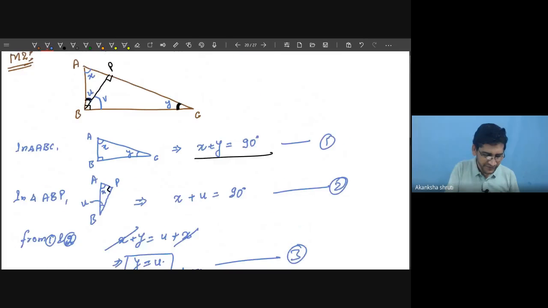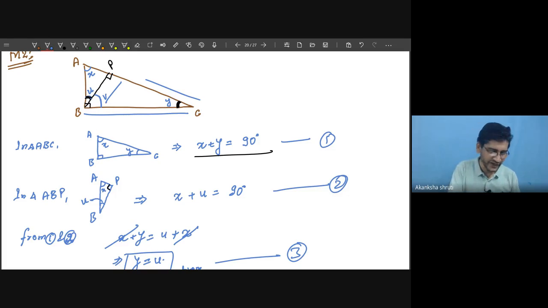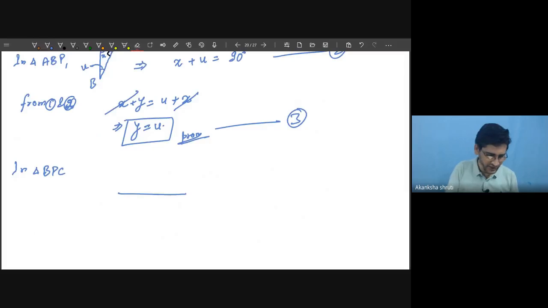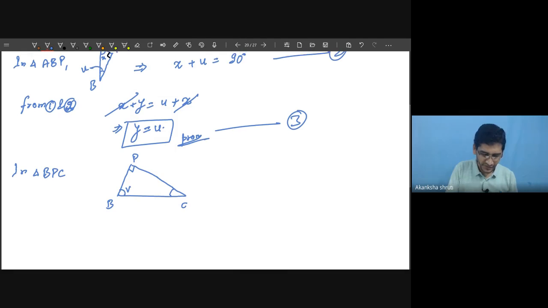BC is there, this one and this one. This kind of triangle we are interested to take. Okay, student? So draw in the same orientation. And this is our perpendicular. It is our B, C and P. Here this angle is our V, this angle is our Y. So here I can write V plus Y is equals to 90 degree.